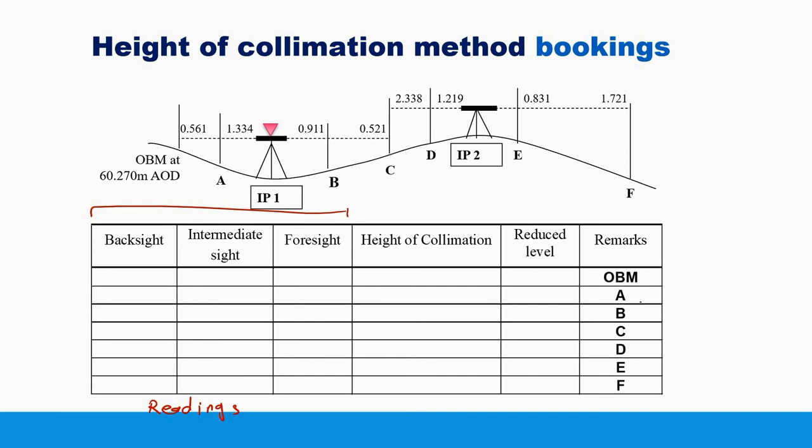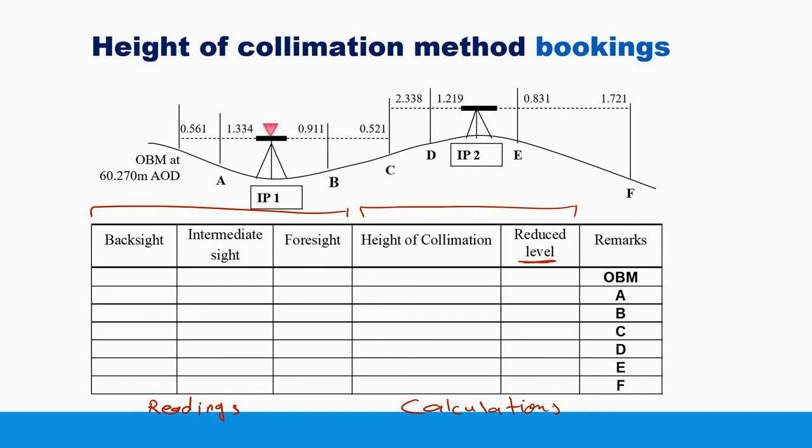Yeah, and these two columns here, these are the calculations. To calculate the reduced level, which is our aim from this method, to calculate the reduced level of the unknown points.